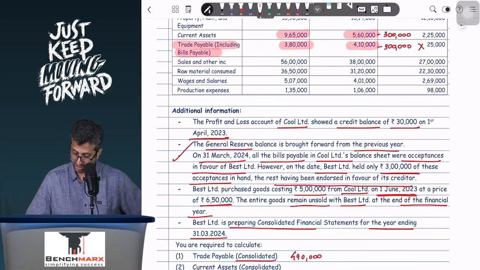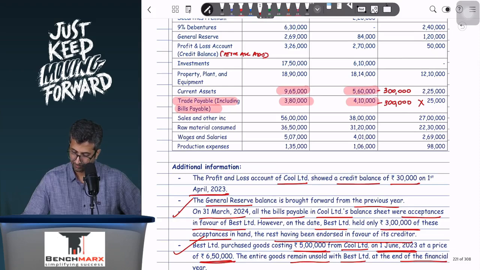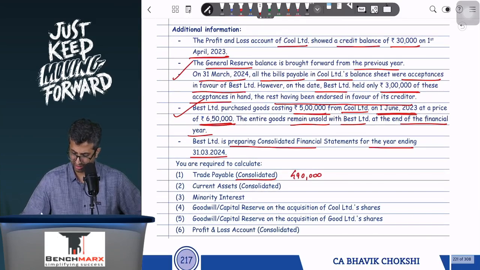But there is some unrealized profit in stock as well, where they have said purchase goods worth 5 lakhs at a price of 6 lakh 50. The entire goods remain unsold at the end of the financial year. So over here, this is minus 1 lakh 50 unrealized profit. Again, you will not take this over for the other company. So this is 965 plus 560 minus 3 lakhs minus 150. Can I say this is 10 lakh 75 if I'm not wrong? 10 lakh 75,000, current assets.